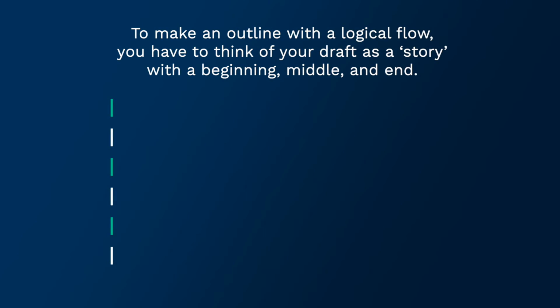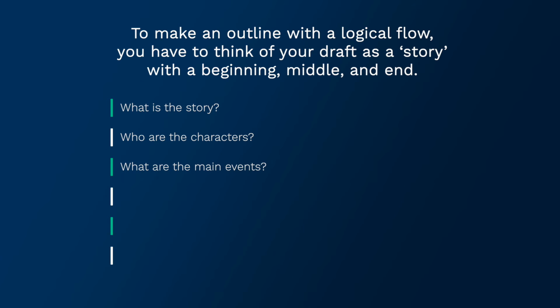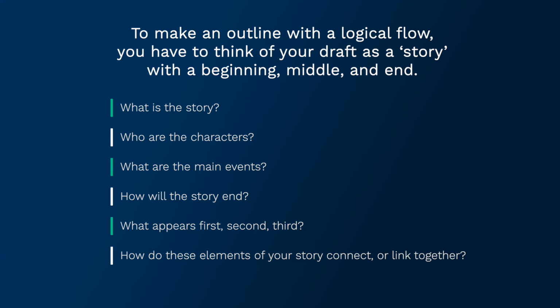All well-written papers and good presentations have a logical flow. To make an outline with a logical flow, you have to think of your draft as a story with a beginning, middle, and end. Everybody knows how a story starts and ends. What is the story? Who are the characters? What are the main events? How will the story end? What appears first, second, third? How do these elements of your story connect or link together? These are questions all writers must answer in their organizational pattern. The pattern you make will become your outline.